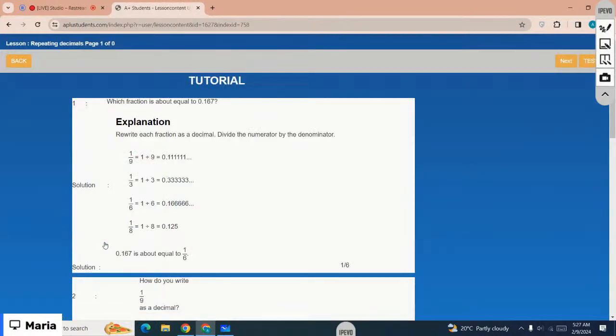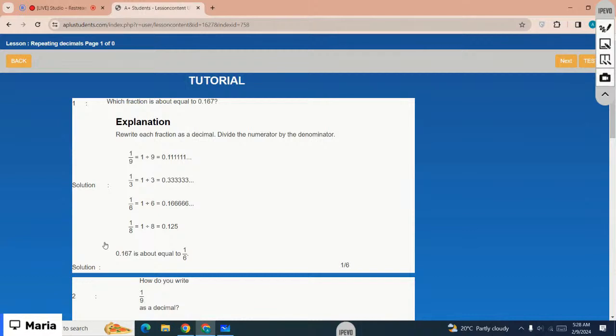Which fraction is about equal to 0.167? Rewrite each fraction as a decimal. 1 over 9 means you can write it as 0.11111. Then 1 over 3 means you can write it as 0.333. That is the repeating decimal. That means it is a continuous number. The same number is repeating again and again, right?